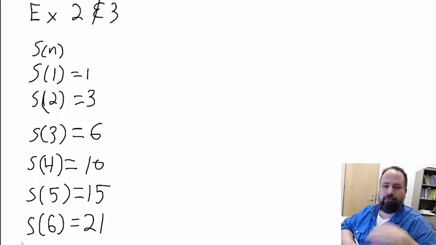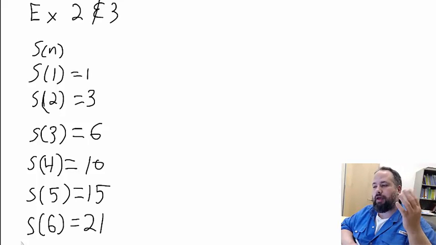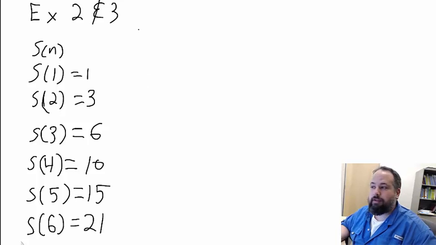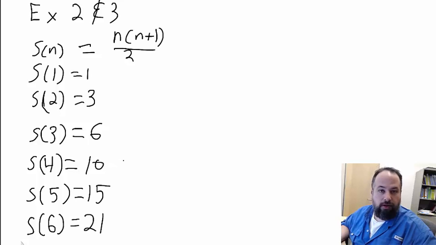We don't want to have to figure it out each time. We want to have a formula we can just plug the numbers into and boom, we get an answer. Well, luckily, we have that formula, and that is n times n plus 1 over 2. So let's plug that in over here. Let's just pick 5 to test it out.